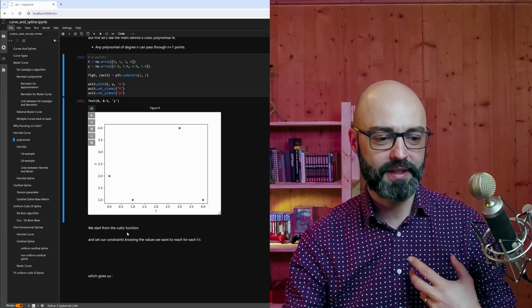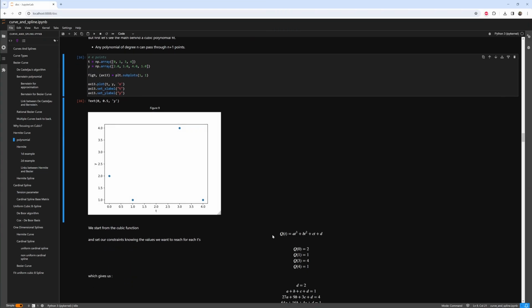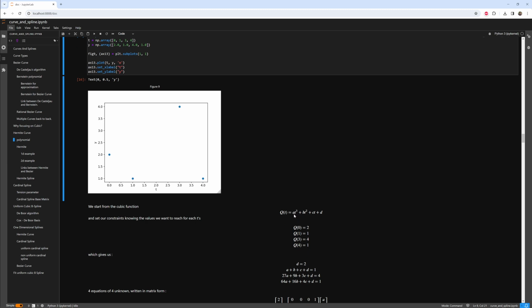How we do this is that we start from the cubic function. And the cubic function itself is at cubed plus bt squared plus ct plus d. That's the generic form of the cubic function. So what do we know from the points we actually want to match? We know that when my function is at t0, the value will be 2. When the function is at t1, the value will be 1. At t3, the value will be 4, and at t4, the value will be 1 again. So I can have those as the values I want to compute.